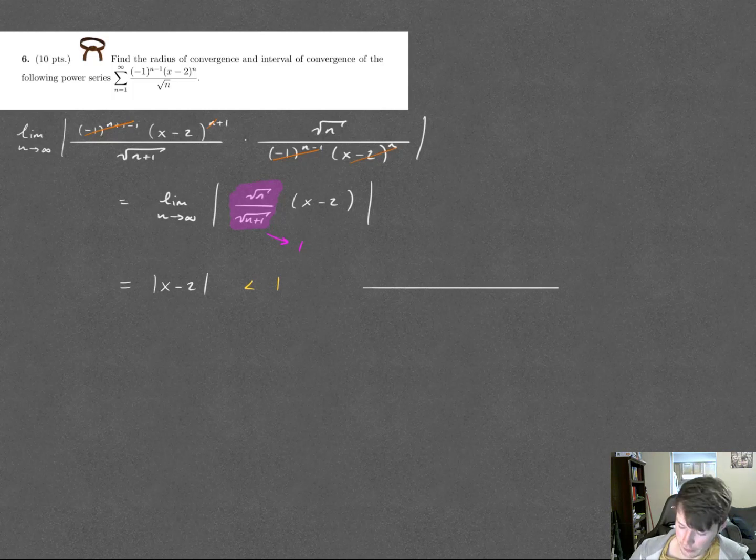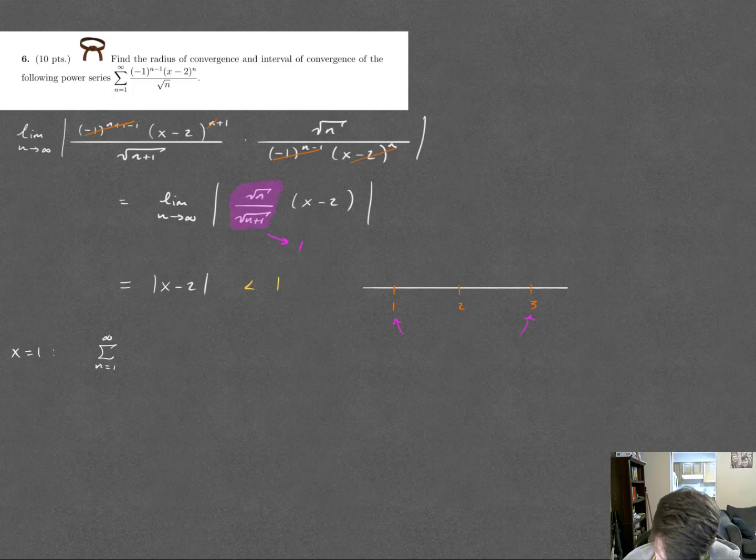So what does this interval look like? This interval is centered at 2 now, and it goes all the way to 3 and back to 1. Now, to find the interval of convergence, we have to check these endpoints. So let's check x equals 1. Let's feed this machine x equals 1.